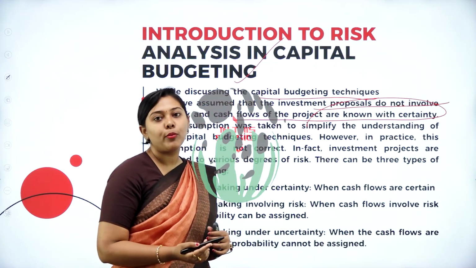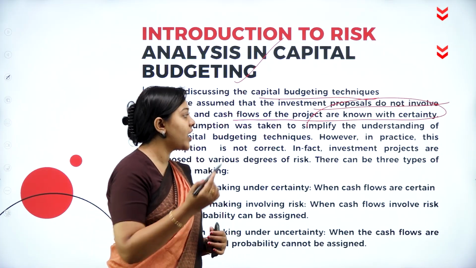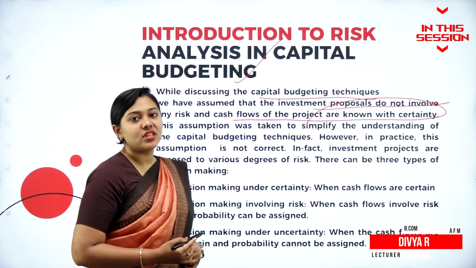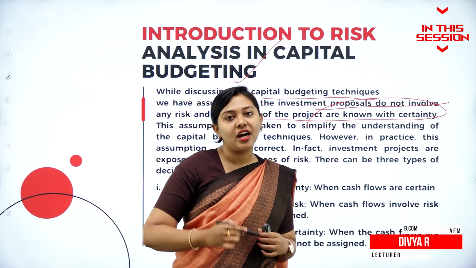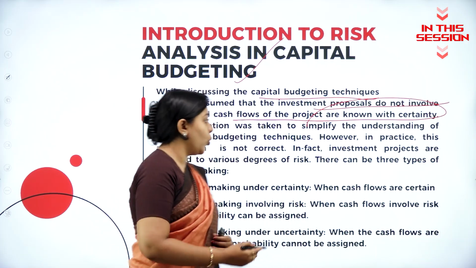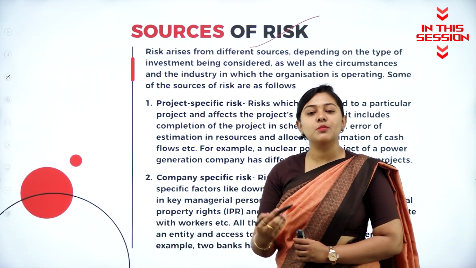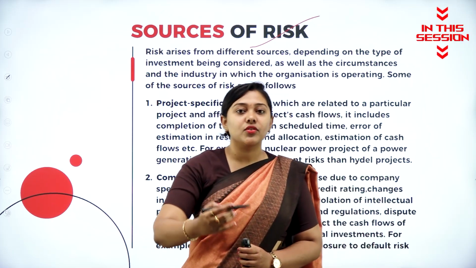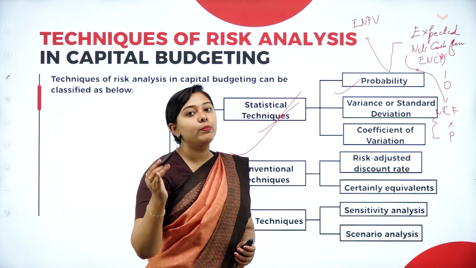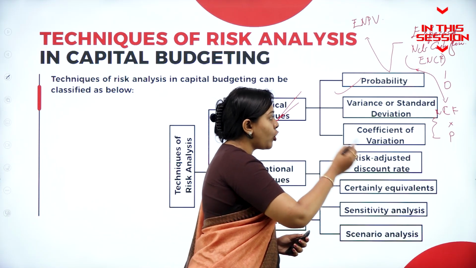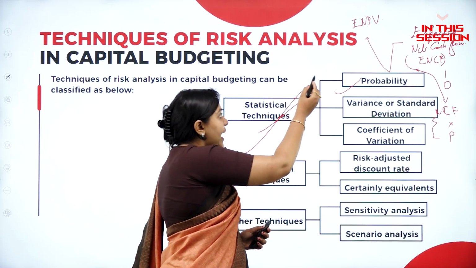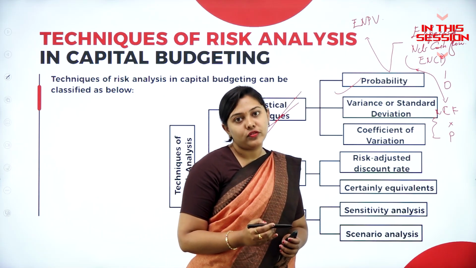Every investment proposal, every investment project, will have a certain degree of risk associated with it. So that risk has to be adjusted in order to find out the cash flow. Depending upon the type of investment and the company, the risk will be associated. Net cash flow into probability will be given. The summation of that, the total of that, will be your expected net cash flow.